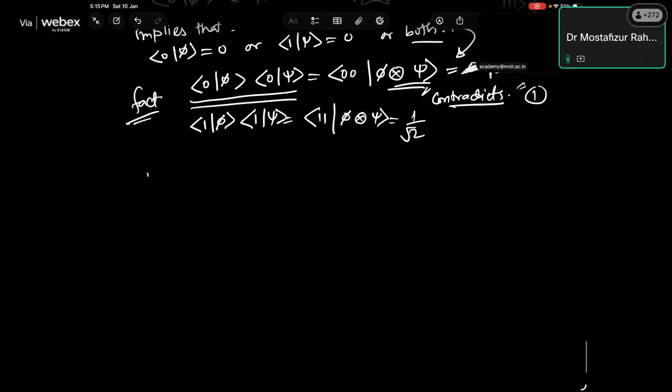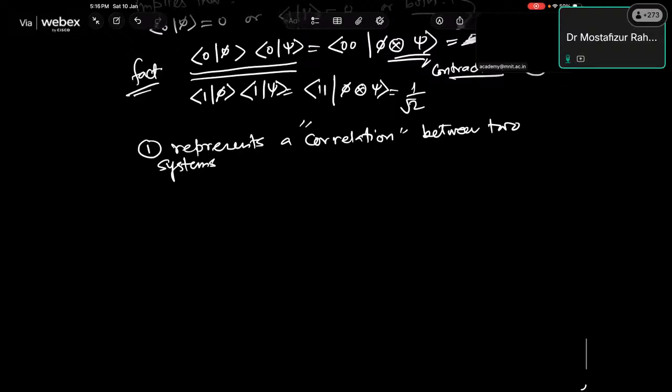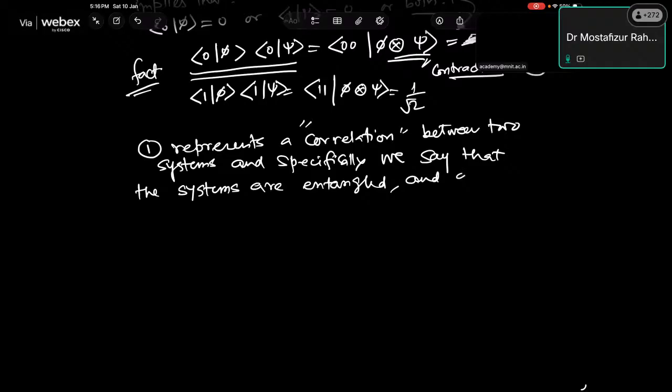And that's why equation number 1 represents a strong correlation between two systems, which you cannot divide into individual states, right? That correlation is there, and specifically we say that the systems are entangled and they have an entangled state ket E, right? This is the case. You cannot individually break them, right?